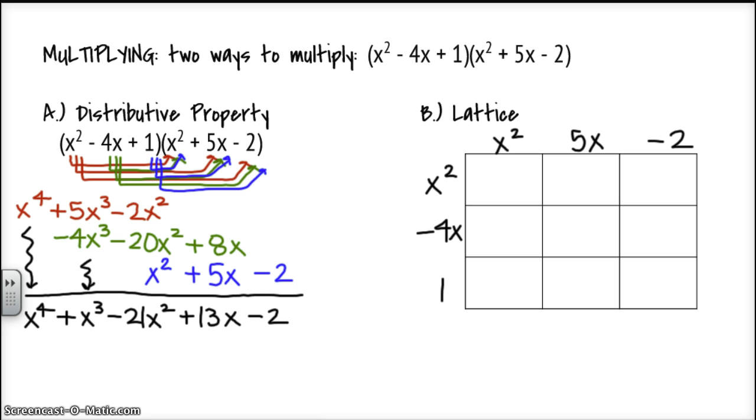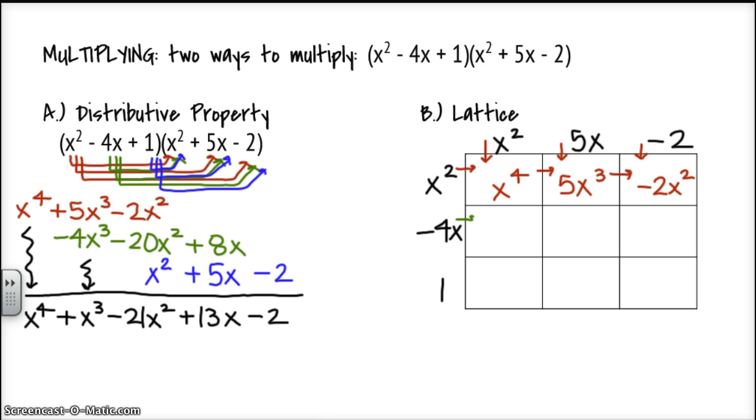Then, we're going to fill boxes. We're going to fill those two: x squared and 5x, x squared and negative 2. Just like we did here on the left side with the red. So this is going to be x to the fourth. x squared times 5x is 5x to the third. x squared times negative 2 is negative 2x squared. That looks really familiar. That's kind of how these are related.